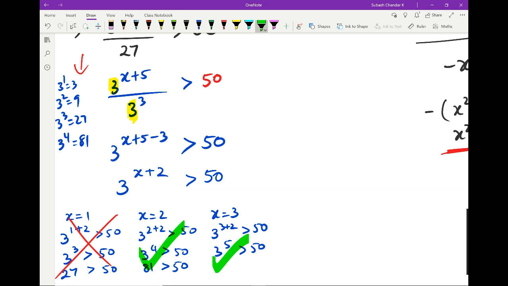So from here, you can have two answers. Your first answer you can say is that x has to be greater than 1. Or your other answer could be x is greater than or equal to 2.